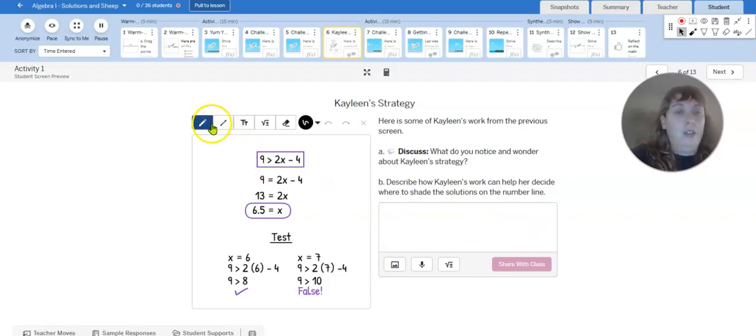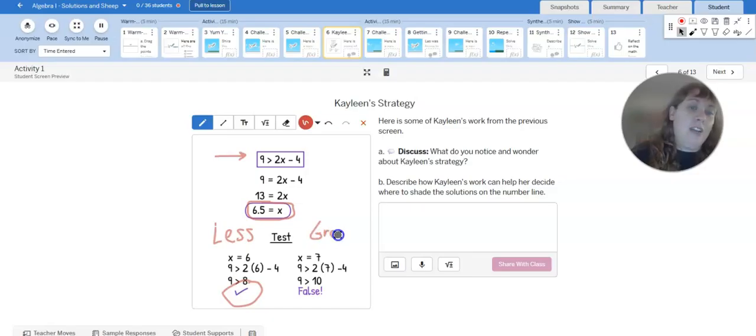So looking at the board, we noticed that we started with this inequality. Kayleen set it into an equation to find that point by adding 4 to both sides and dividing by 2, just like we got x is 6.5. So now we're deciding, okay, is it less than 6.5 or greater than 6.5. So this is the less than option because 6 is less than 6.5. And when they plug that in, they get a true statement. And this is the greater option of 7. And when you plug in 7, you get 9 is greater than 10, which is false.